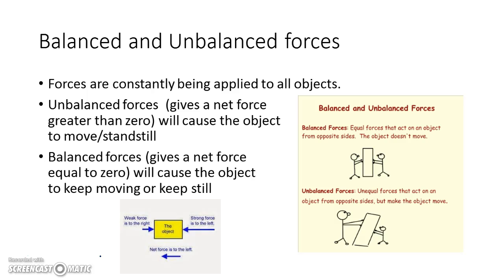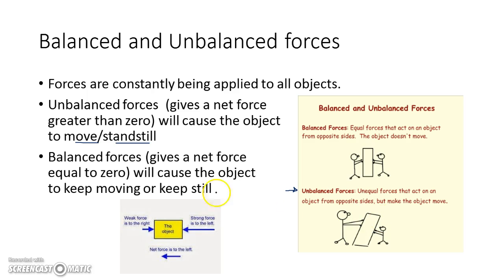And if that net force, looking down here, gives a number greater than 0, it'll cause the object to move if it's staying still, or to stand still if it's moving. So it'll slow it down, or it'll actually move it. So unbalanced forces are when there's an unequal force that acts on the object. So if you and your friend were pushing on this big block and your friend's bigger than you or has more strength than you, there's a chance that big block could end up falling on you.